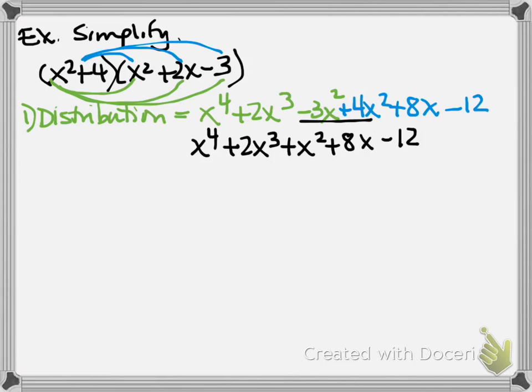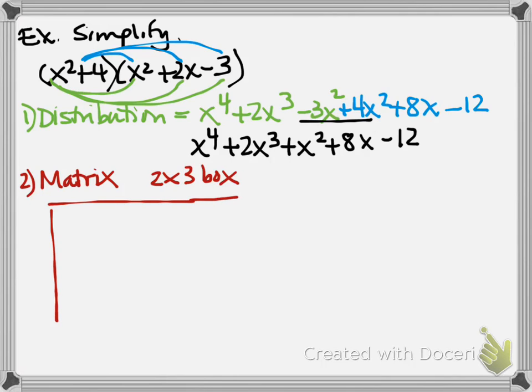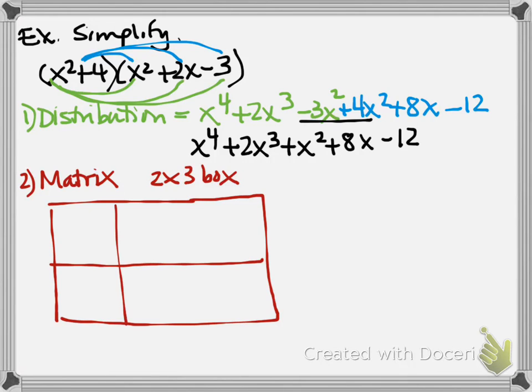Let's do it with the matrix, or the box, area model. I'm going to call it matrix. So what I need to do is to first determine what my box is going to look like. So how many terms were in the first polynomial? How many were in the second? So what I have to do is create a 2 by 3 box to accommodate all those terms. And the way I create my box dictates where each of the polynomials go.